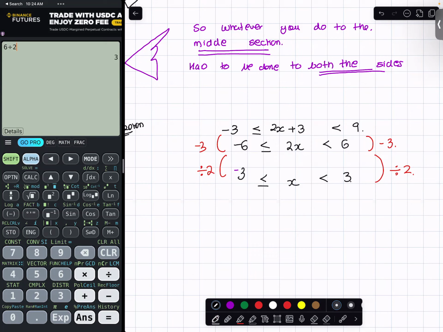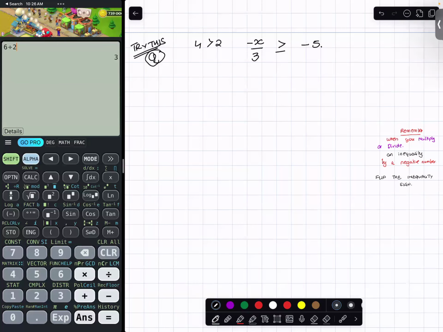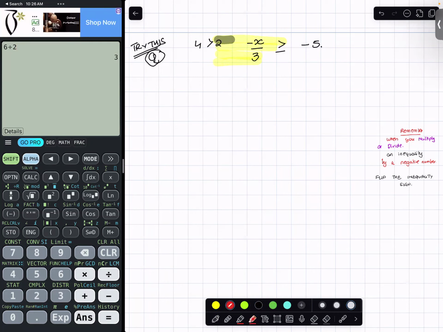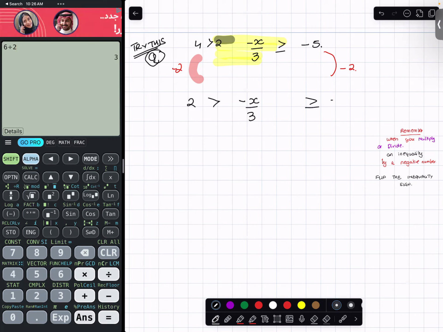Understand, whatever you're going to do in the middle has to be done on both the sides. You can try this question, pause and try. After trying, you can come back and look. This is the middle section. Remember, whatever you do in the middle has to be done on both the sides. So first I will minus 2 from both the sides. What I'm going to get is 2 is greater than minus x by 3, greater than or equal to minus 5.